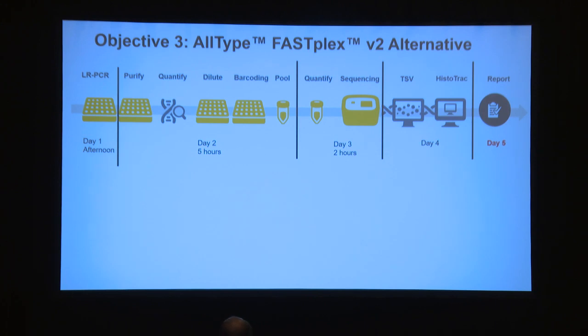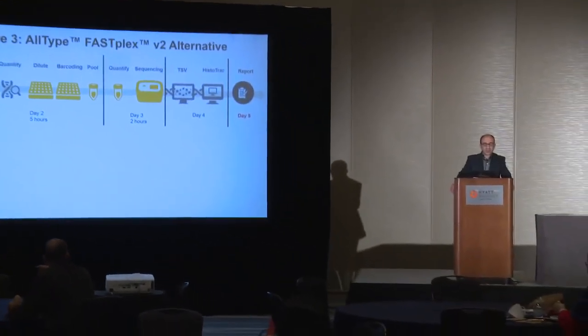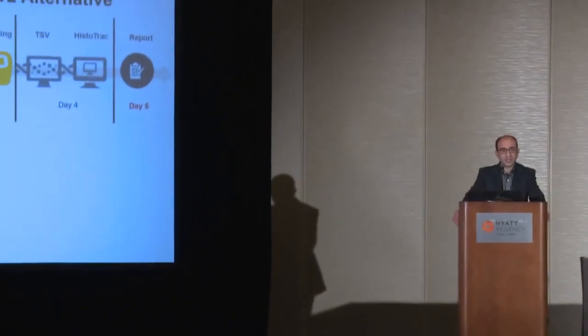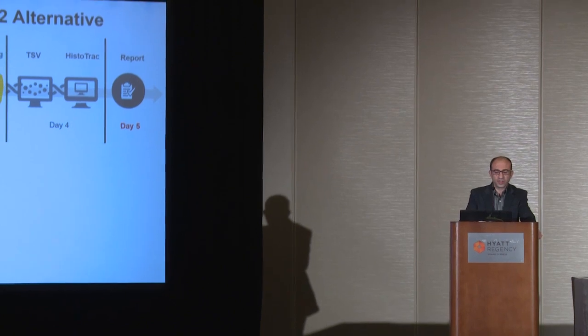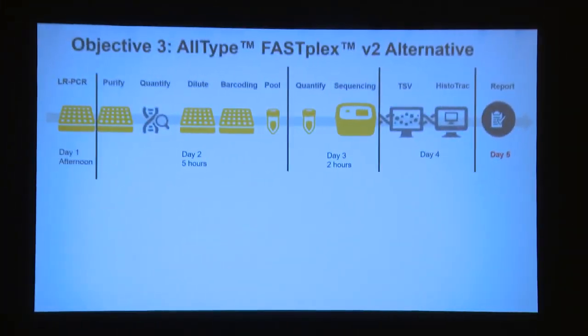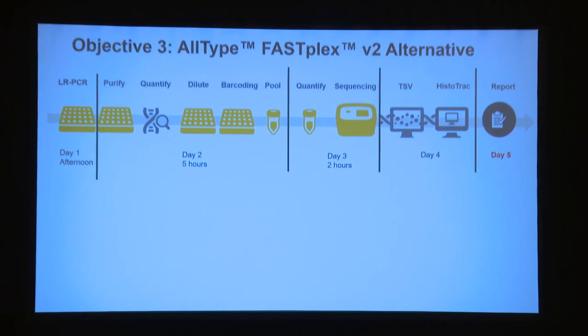So on day 1, we usually start in the afternoon with the long-range PCR and leave it overnight. The next day we do the purification, and then the quantification, diluting, barcoding, and then pooling, and we stop here on day 2 and take it to day 3, which is quantification and then sequencing. Although One Lambda used to recommend that we can do it in one day, we found that by the end of the day our technologist gets exhausted, and the last step has a lot of calculations, so we decided to move it to the next day, an extra 2 hours, but you can guarantee a better result. And then on day 4, you do the analysis on the TSV, and then interface it with HistoTrack, and then by day 5, you can start reporting. So it's a 5-day turnaround time.